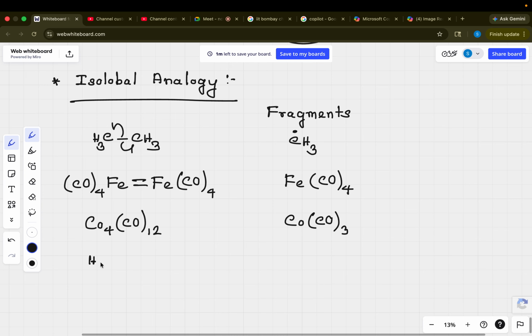Similarly, suppose you have an ethylene molecule. You have 2 carbons and a total of 4 hydrogens. So per carbon you are getting how many hydrogens? CH2. So the fragment will be your CH2 from here. Okay.